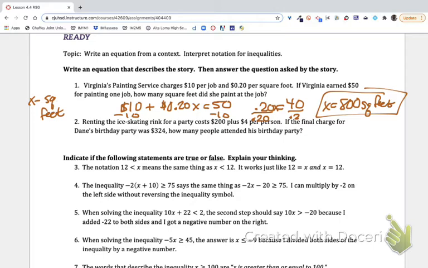For the next portion of the ready, we've got numbers 3 through 7 on there. True or false? So 12, that symbol X means the same thing as X, that symbol 12. Well, that symbol is less than. So 12 is less than X means the same thing as X is less than 12. We'd say that that is false.